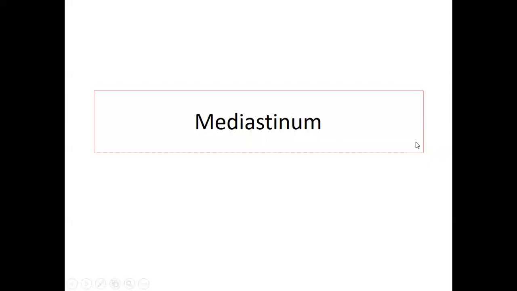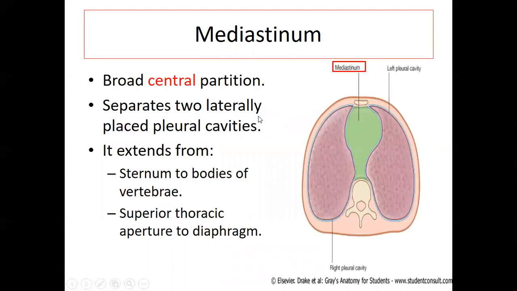Okay, good morning, everyone. Today I'm going to deliver one lecture topic regarding the mediastinum. This lecture is quite simple compared to the previous lecture that I have delivered previously. Before I go further to discuss this topic, I would like to introduce to you all what the mediastinum actually is.